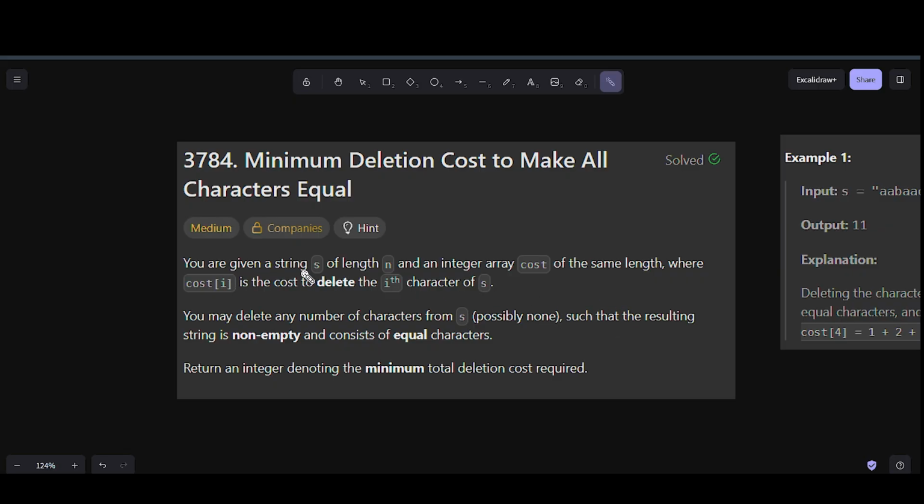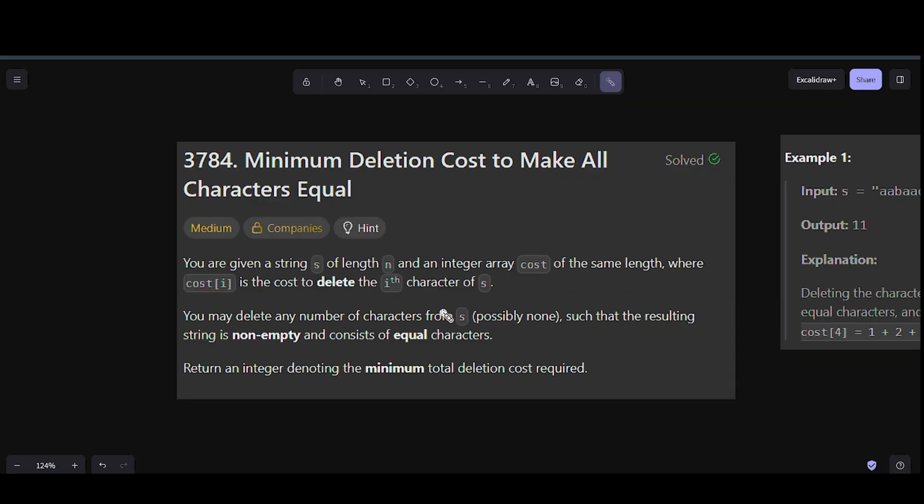You are given a string s of length n and an integer array cost of the same length. So we have two things. First, we have a string which is called s, and then we have an array of integers which is called cost. Both are of the same length, which is n. Cost of i is the cost to delete the ith character of s. So if we want to delete the character s of i, we have to pay the cost of i.